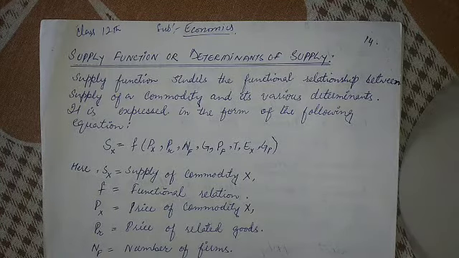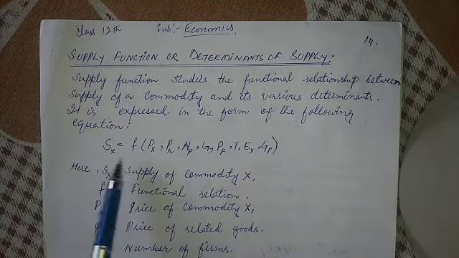You see, supply function studies the functional relationship between supply of a commodity and its various determinants. The supply of a commodity mainly depends on the goal of the firm, price of the commodity, price of the related goods, price of factors of production, and state of technology. In other words, supply of a commodity is a function of several factors as expressed in the following equation.